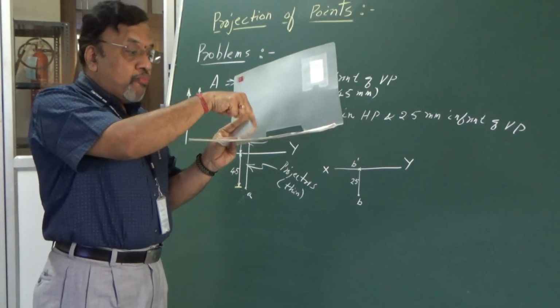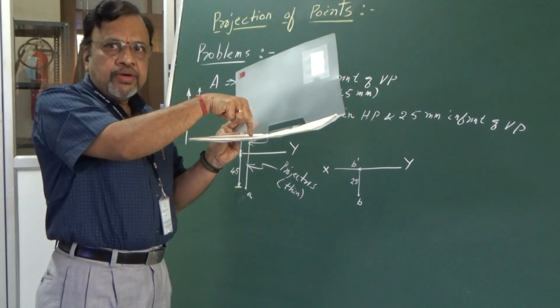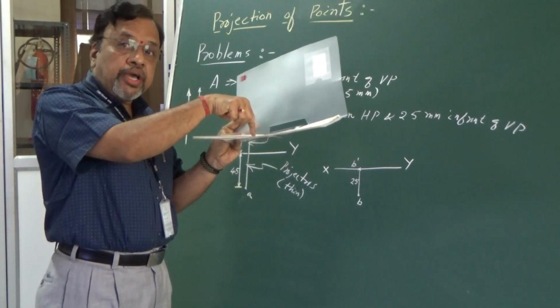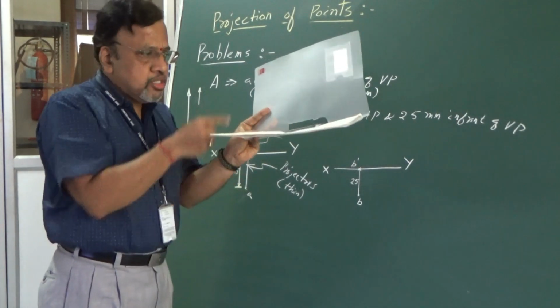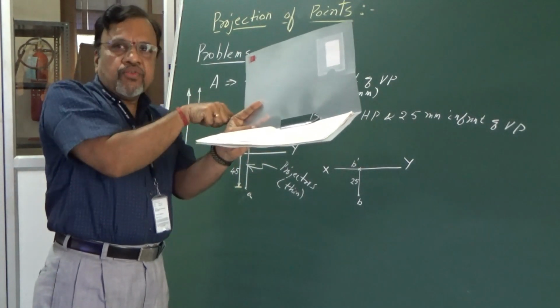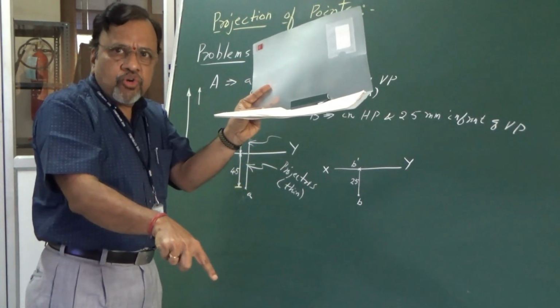Now we can say this particular point may be in the first quadrant, or I can also say it may be in which quadrant? What is this quadrant I am telling? This is the first quadrant, this is the second quadrant, this is the third quadrant, and this way it is the fourth quadrant.